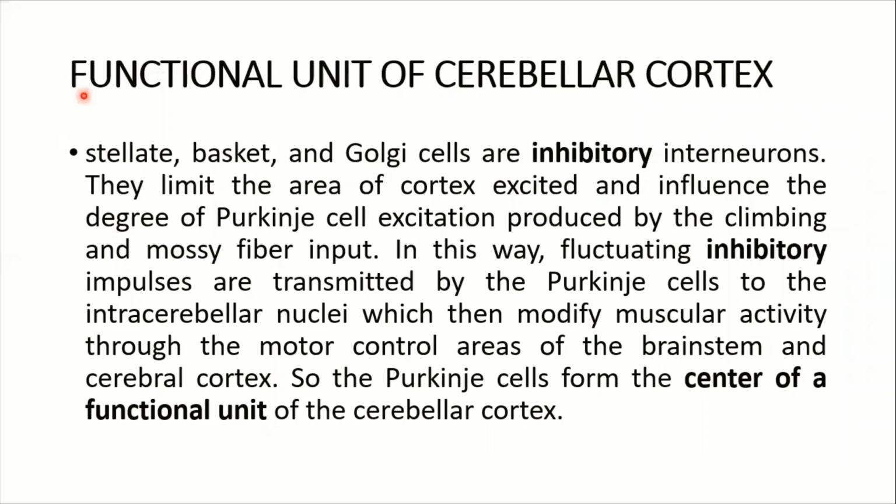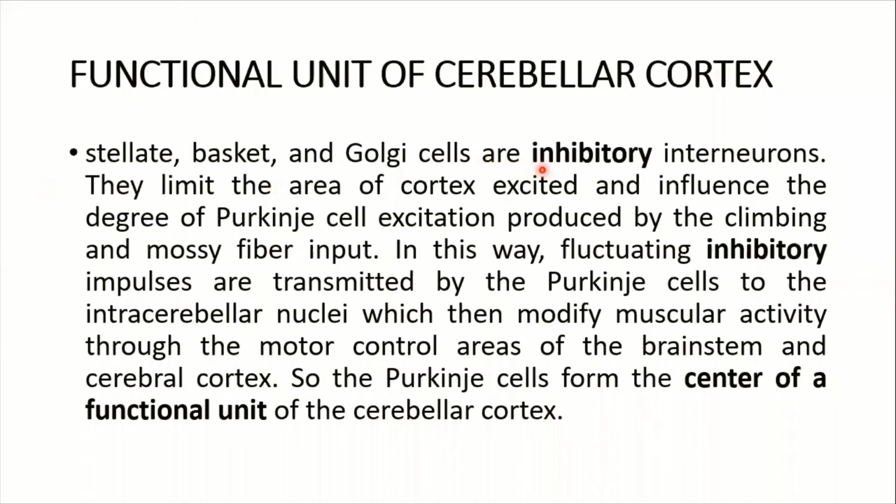So then there is a very important functional unit of the cerebellar cortex. What is that? Let us study that. Stellate, basket and Golgi cells are inhibitory interneurons. They limit the area of cortex excited, and influence the degree of Purkinje cell excitation produced by climbing and mossy fiber input. In this way, fluctuating inhibitory impulses are transmitted by the Purkinje cells to the intracerebellar nuclei, which then modify muscular activity through the motor control areas of the brainstem and cerebral cortex.